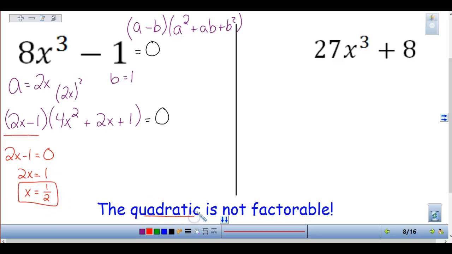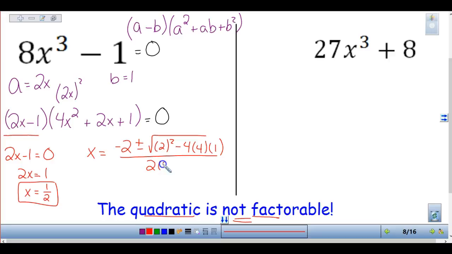Just remember that quadratic is not factorable, so we have to use the quadratic formula here. So I'm going to just start that right away. So the opposite of b is going to be -2 plus or minus. I'm going to square that, 2 squared minus 4 times 1. That all divided by 2 times 4.